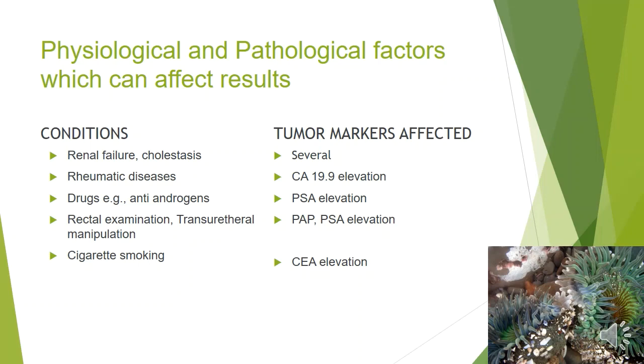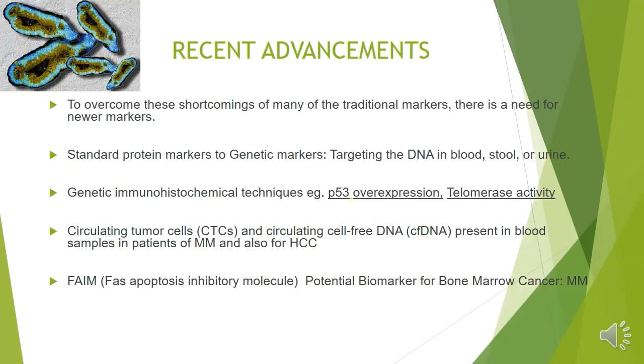So what are the recent advancements? To overcome the shortcomings of many of the traditional markers, there is a need for newer markers which will be more specific. There should be harmonization in testing. The platforms and reagent kits should all be standardized. There should also be genetic markers, because this is an era of precision medicine and targeted therapy. So if tumor markers are available from DNA, those will be very good.